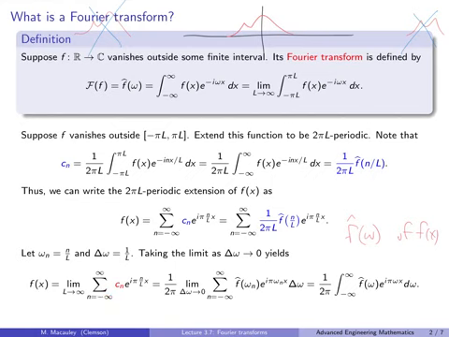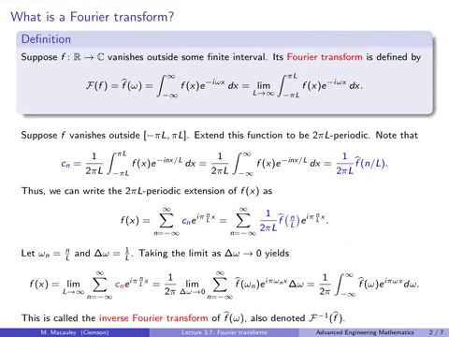I've just told you. The original function, f of x, is the integral from negative infinity to infinity of the Fourier transform times e to the I pi omega x d omega. You got to divide it by 2 pi. So this formula right here, this is called the inverse Fourier transform of f hat of omega. And sometimes we denote this as script f inverse of f hat, sort of like how the Laplace transform is sometimes denoted as L inverse of capital F.